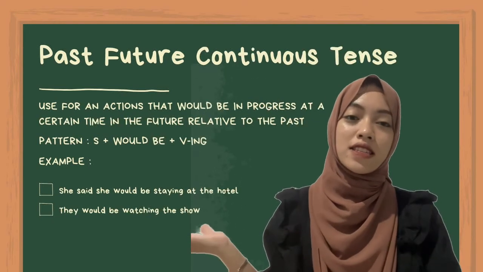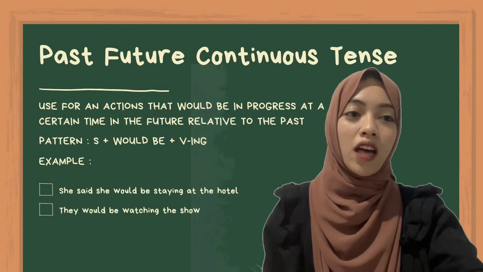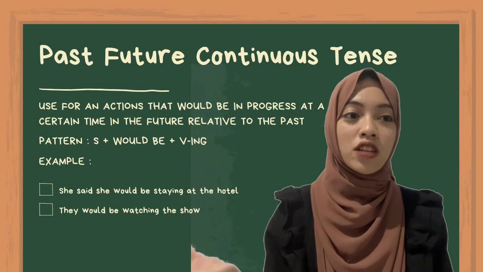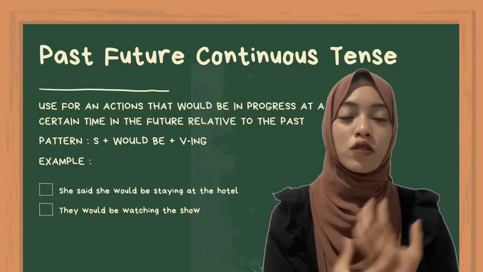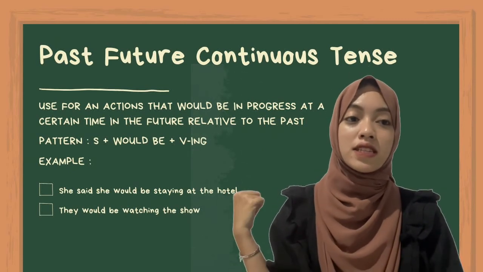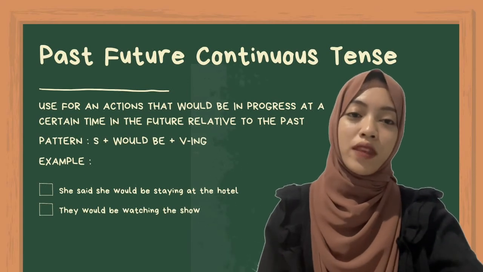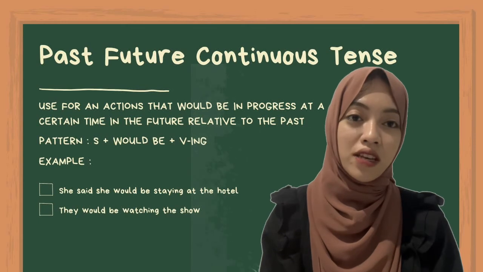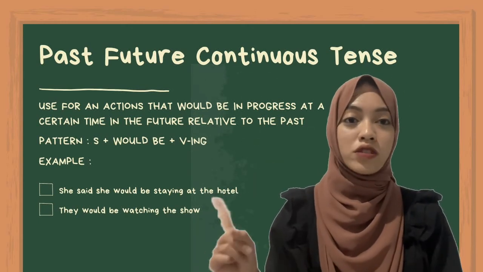Okay, the next is past future continuous tense. Past future continuous tense is used for an action that would be in progress at a certain time in the future relative to the past. And the pattern is subject plus would be plus verb in. For example, she said she would be staying at the hotel and they would be watching the show.